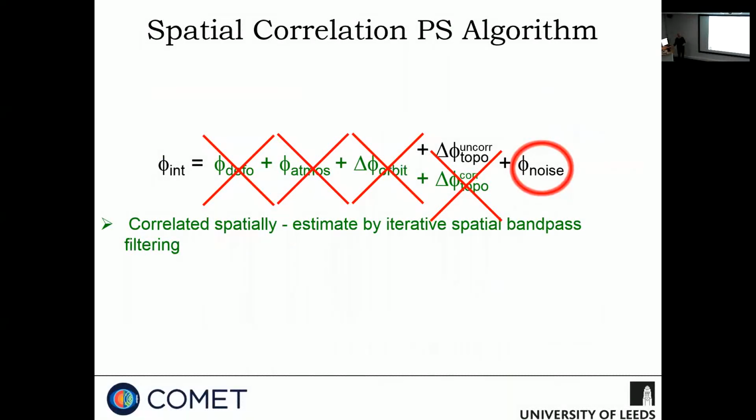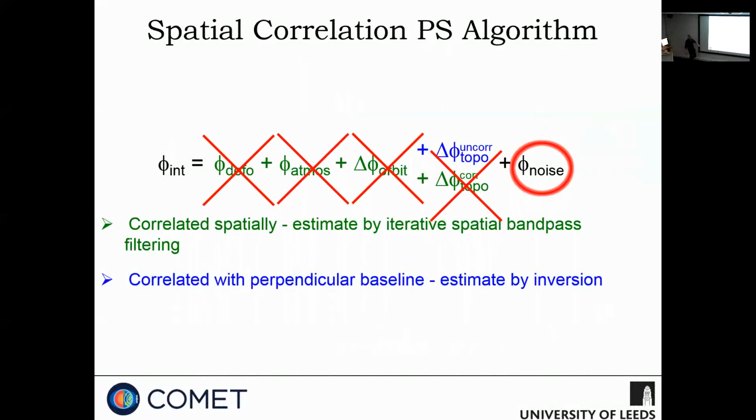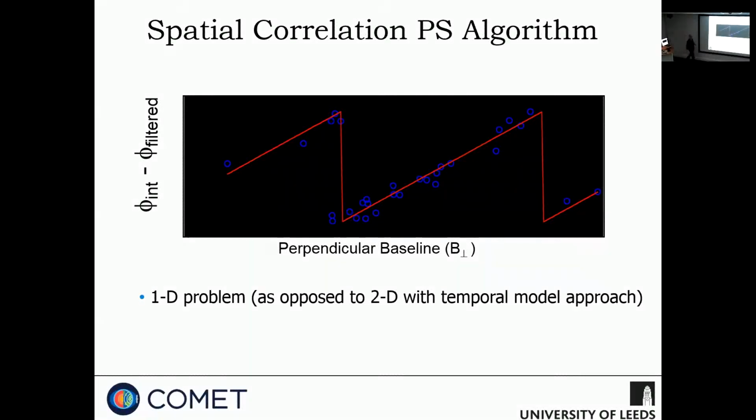Okay, so if you do that, it's with just the noise and this part of the DEM error that's spatially uncorrelated. But it is correlated with perpendicular baseline. Already, you can take the same approach to estimate this DEM error or topographic error.